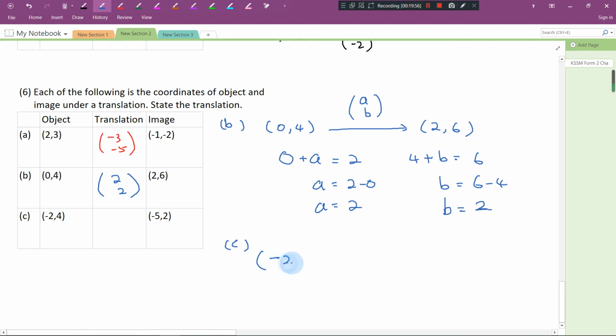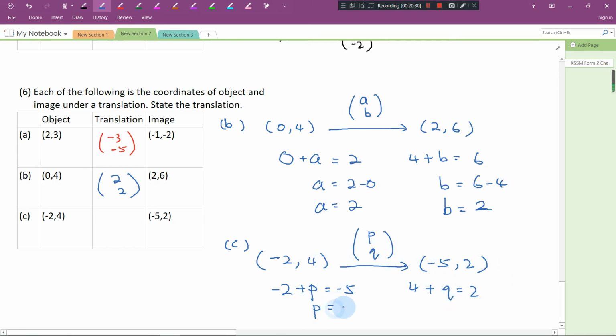Same thing. Copy the coordinate of the object first, draw a line, and then write the coordinate of the image. Okay, choose two variables that you like. Okay, how about this time we try PQ. Negative 2 plus P will give you negative 5. So 4 plus Q will give you 2.